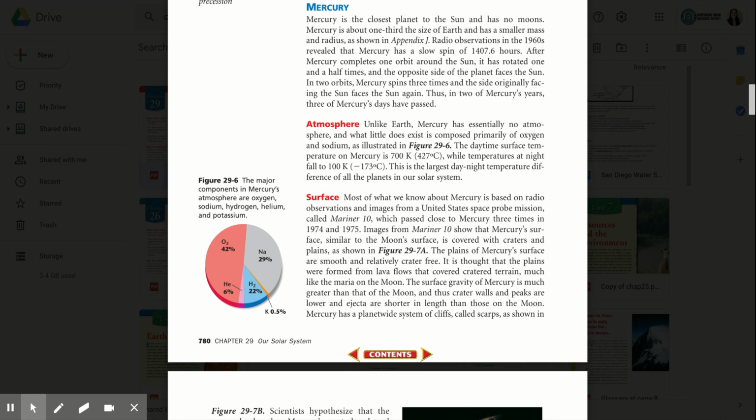Atmosphere. Unlike Earth, Mercury has essentially no atmosphere, and what little does exist is composed primarily of oxygen and sodium, as illustrated in Figure 29.6. The daytime surface temperature on Mercury is 700 K or 427 degrees Celsius, while temperatures at night fall to 100 Kelvin, negative 173 degrees Celsius. This is the largest day-night temperature difference of all the planets in our solar system.